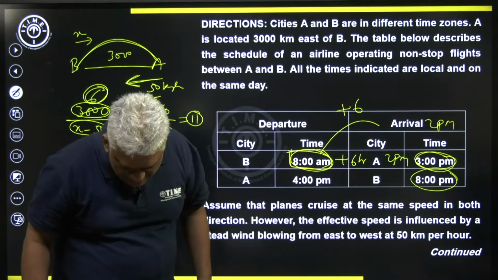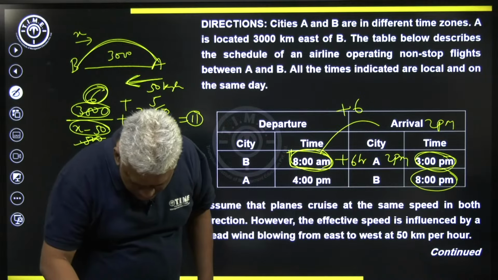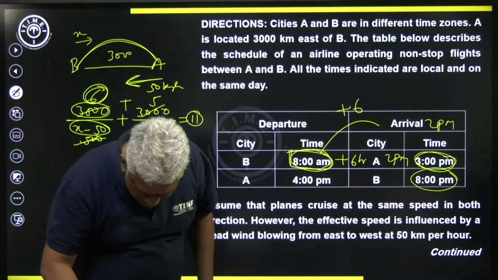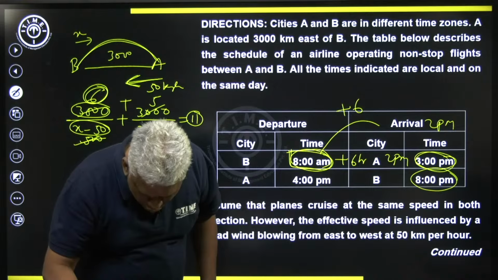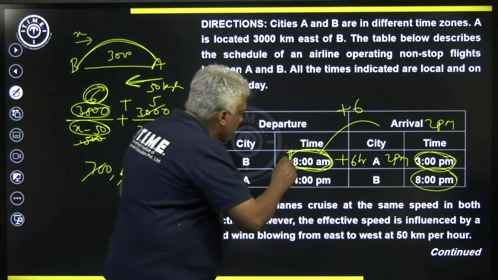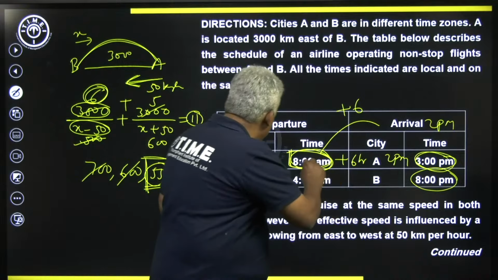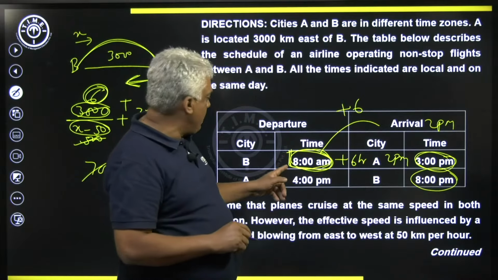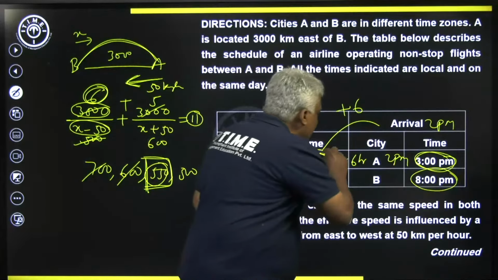Okay, everyone, stock market, you have a doubt? How did you take 11 hours? Acha, why I took 11 hours, I'll tell you. See, the plane started at 8 a.m. from B. It reached A.